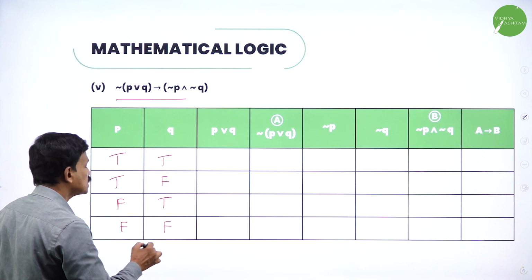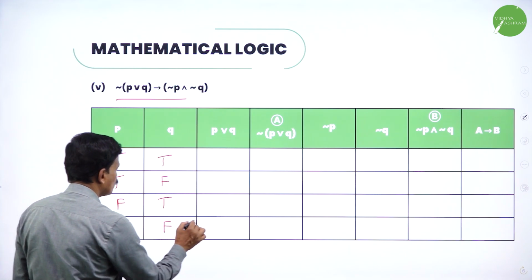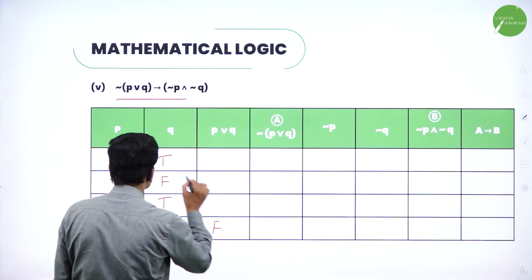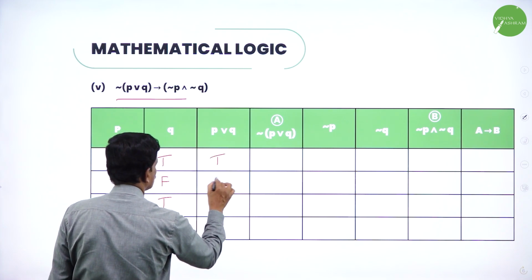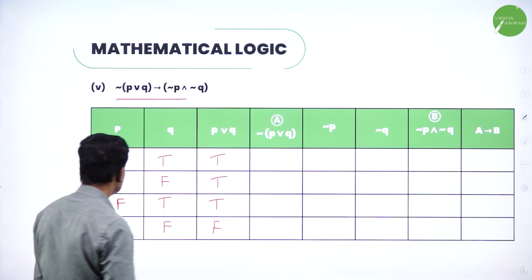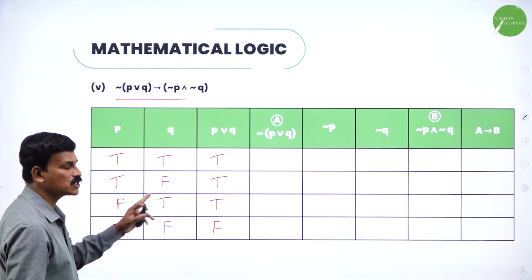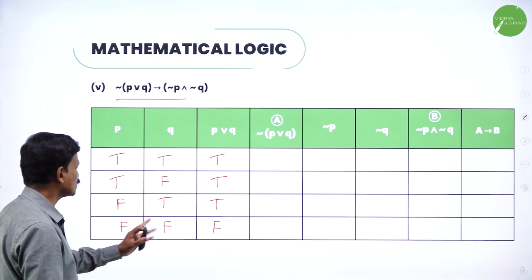Now disjunction means false and false is false. In all other cases it is true. True and true is true. False and true is also true. False and true is also true. True and true is true. True and false is true. False and true is also true. False and false is false.